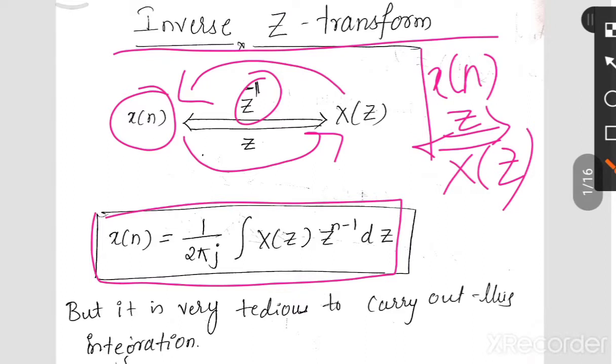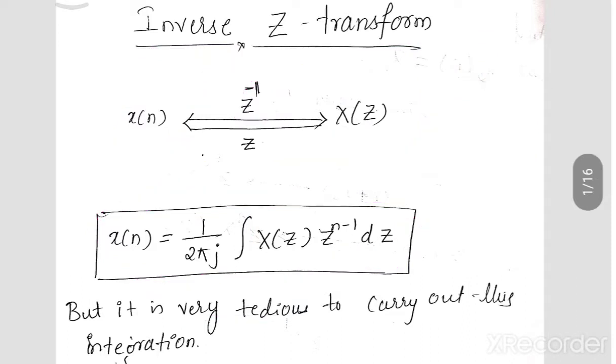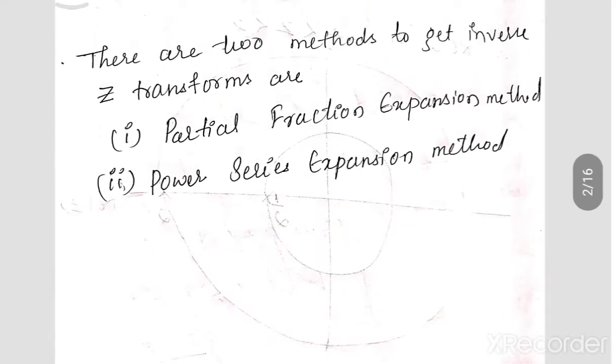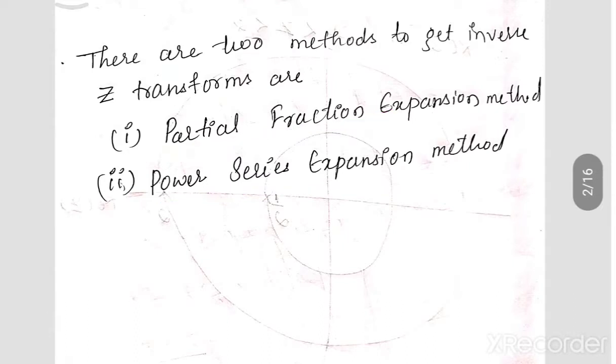To find this, we have a formula: x of n is equal to 1 divided by 2 pi j, integration of x of z into z raised to n minus 1 into dz. But since it is very tedious to carry out this integration, we are not going to use it much. So we are going to use two methods to find the inverse Z transform of a signal: the partial fraction expansion method and the power series expansion method. We are going to study both.